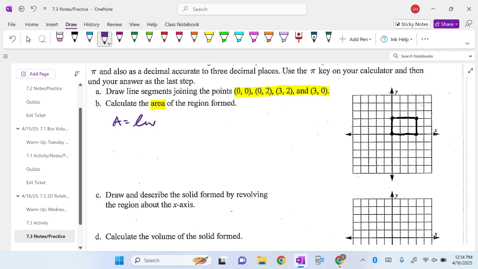Length times width. So, what is my length? 3. All I got to do is count 1, 2, 3. That's your length. What's your width? 2. You just count up 1, 2. So we're doing the area is equal to 3 times 2. And that's just what? 6. We're going to say 6 units squared. So remember, area, it'll be units squared. Volume, it'll be units cubed.